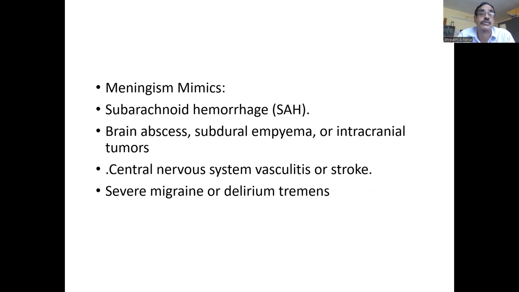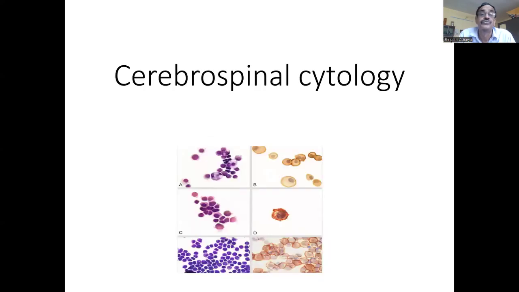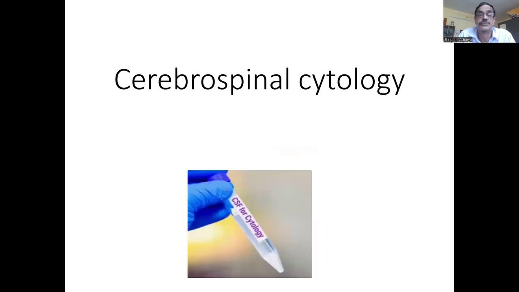Meningism mimics. Examples: subarachnoid hemorrhage, brain abscess, subdural empyema or intracranial tumors, central nervous system vasculitis or stroke, severe migraine or delirium tremens. So this is the cytology of cerebrospinal fluid under the microscope. Depending upon the different pathologies, the cell types differ. Another slide of cerebrospinal fluid.